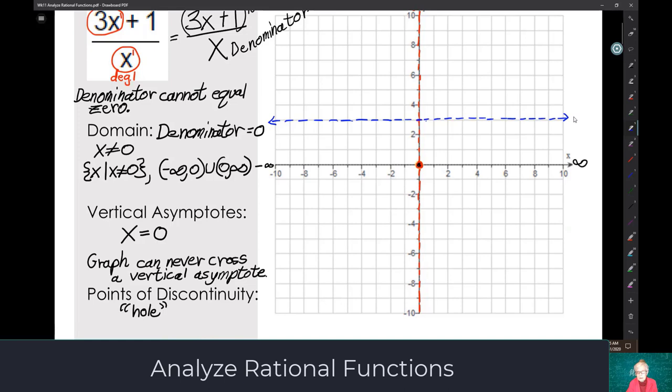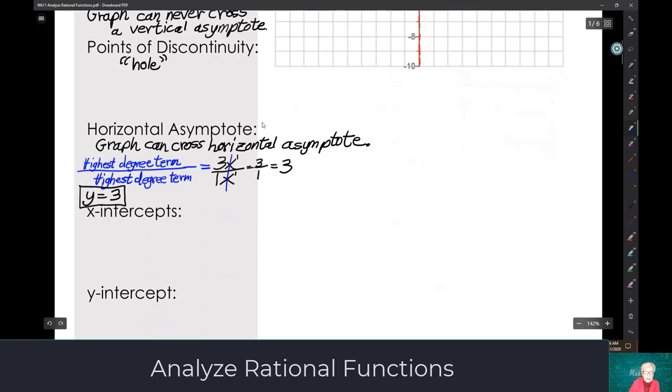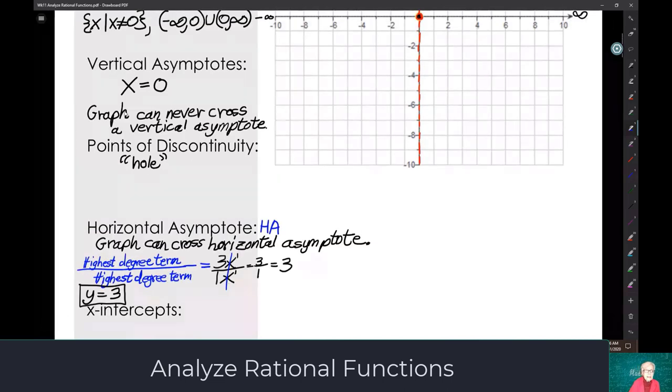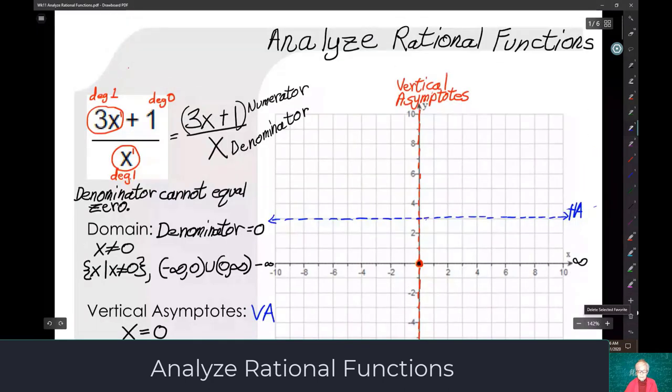We call it the HA. I don't really have anywhere to write it. If I write it over here, it'll disappear, because if you get too close to the edge, it doesn't print, so you have to be careful. So I'm going to put HA. HA is what the horizontal asymptote is called. And in fact, while we're at it, let's go back to the vertical asymptote. That is called a VA. So you have a VA and a HA. The red one's a VA. The blue one's a HA.